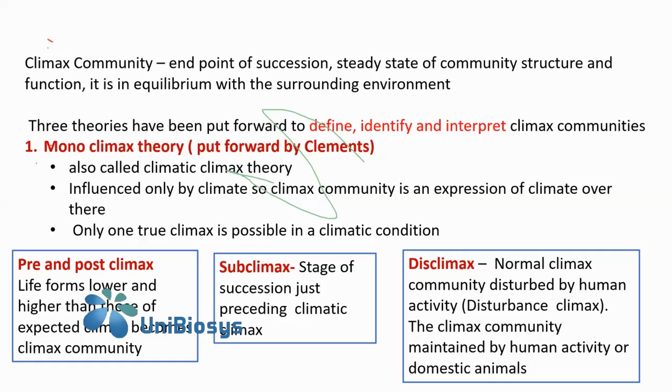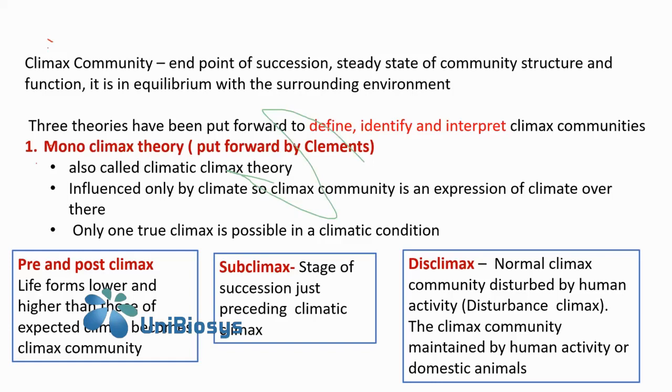And there is disclimax. What is disclimax? If human interference is there, then it is called disclimax. That is a community which is disturbed by humans or human domestic animals.